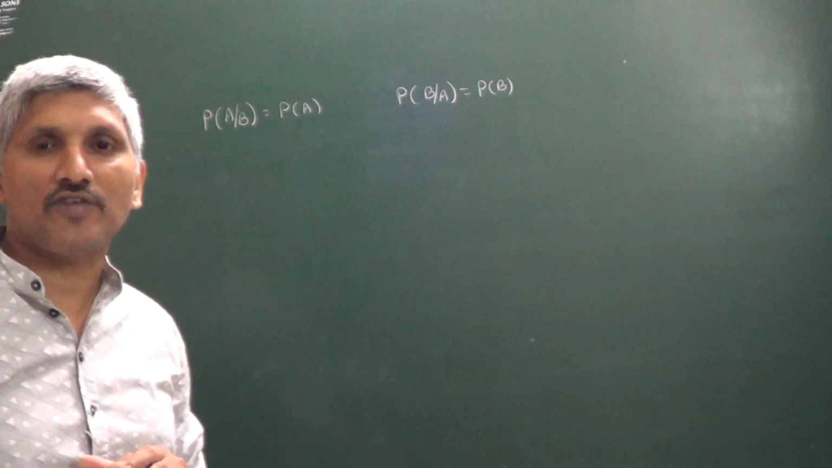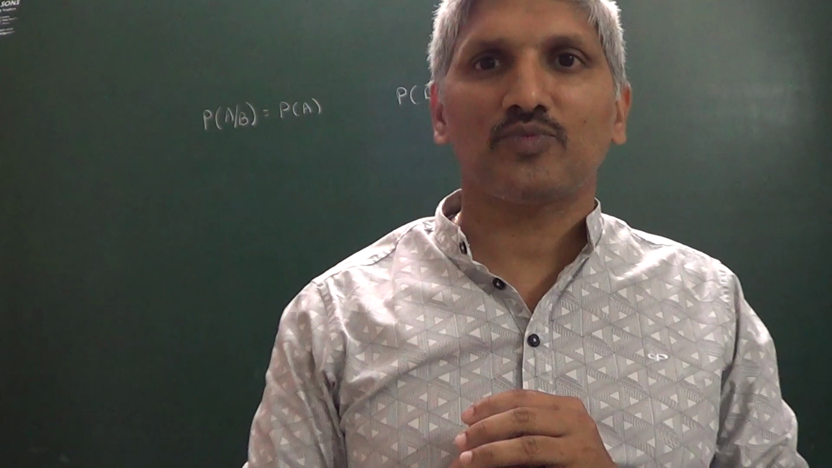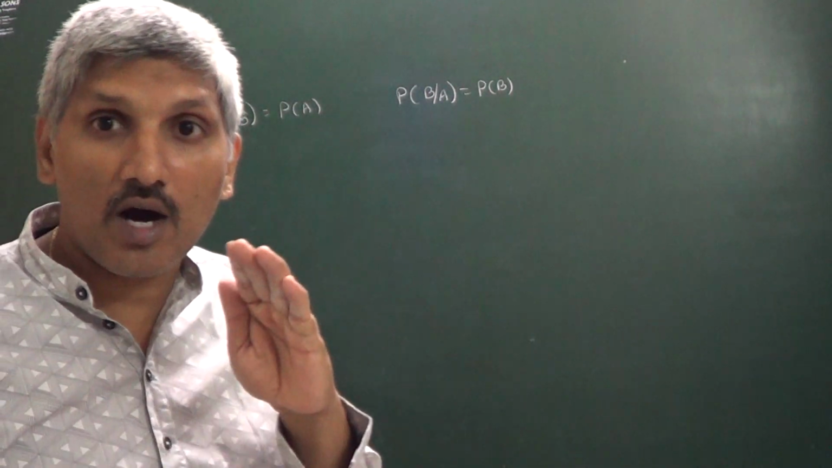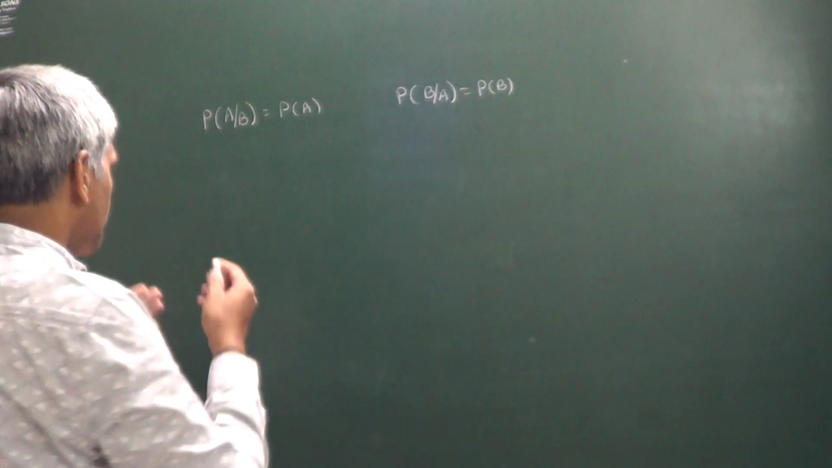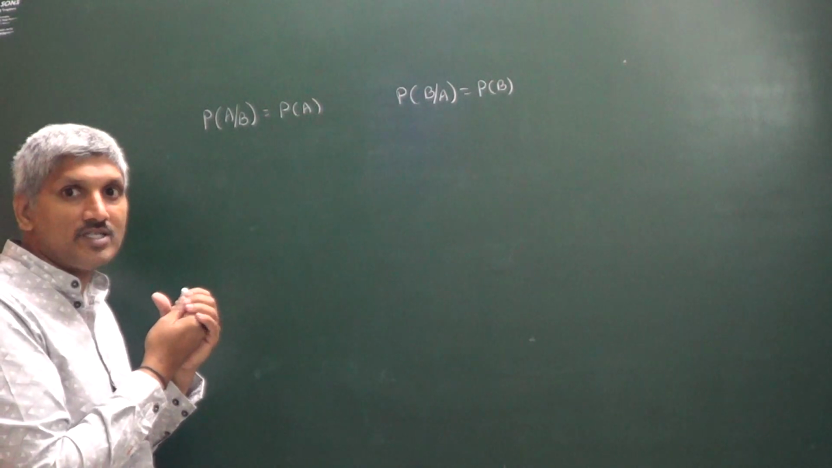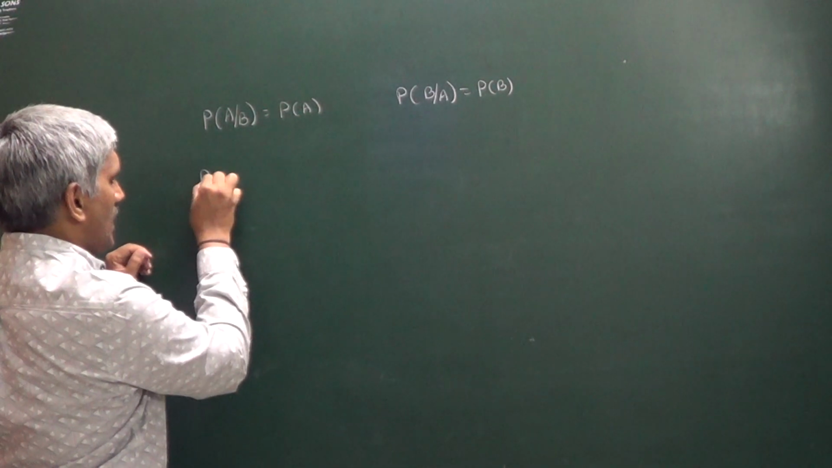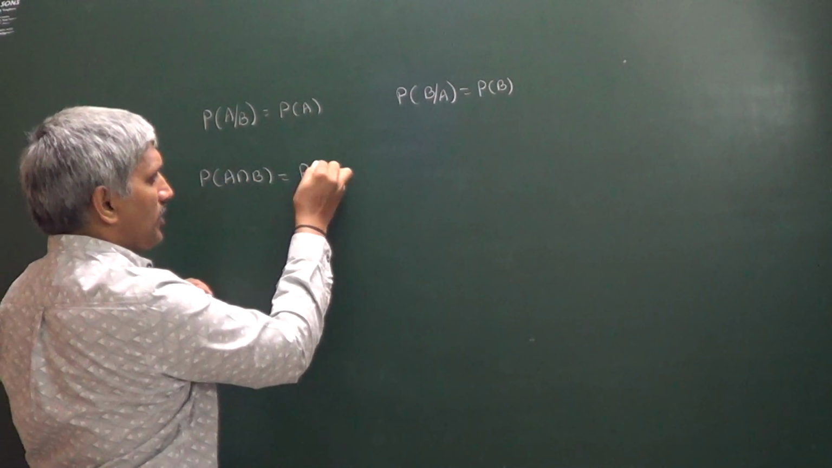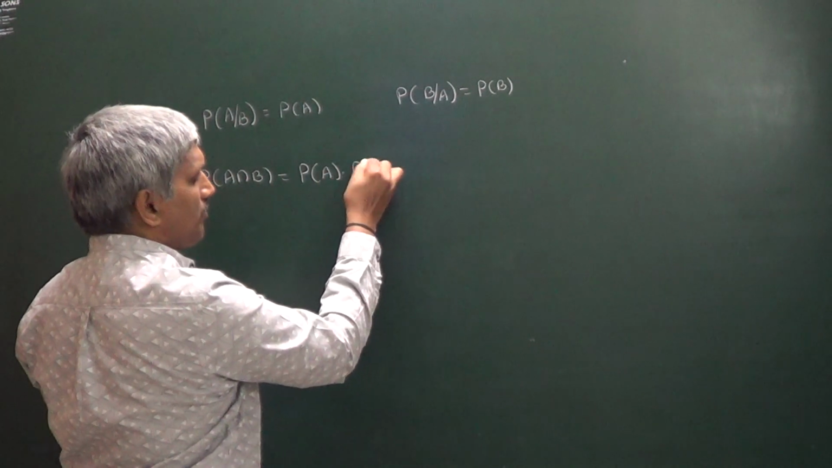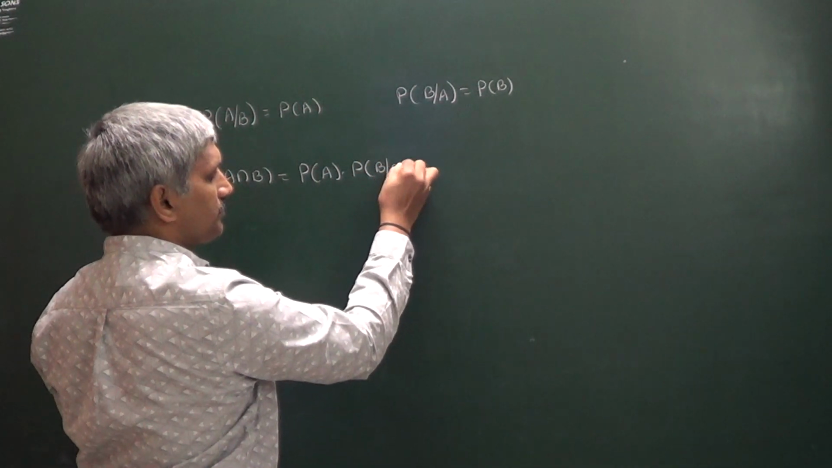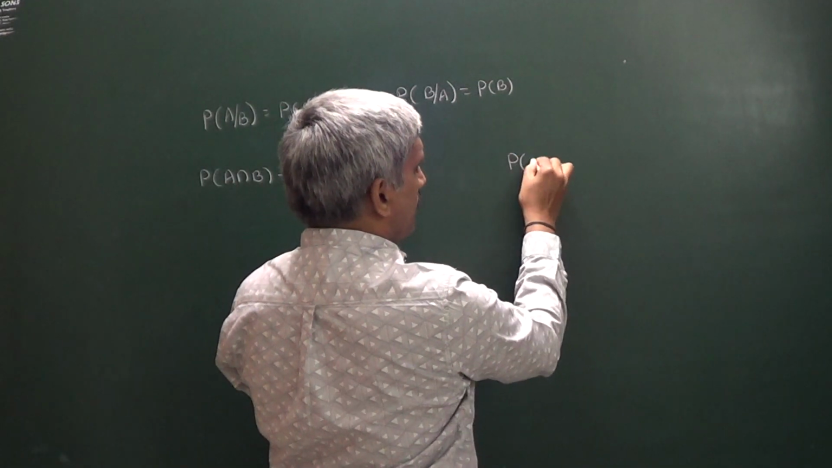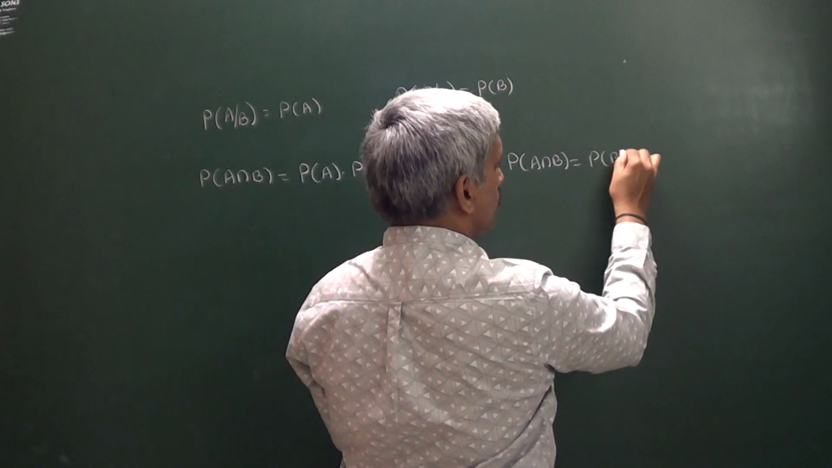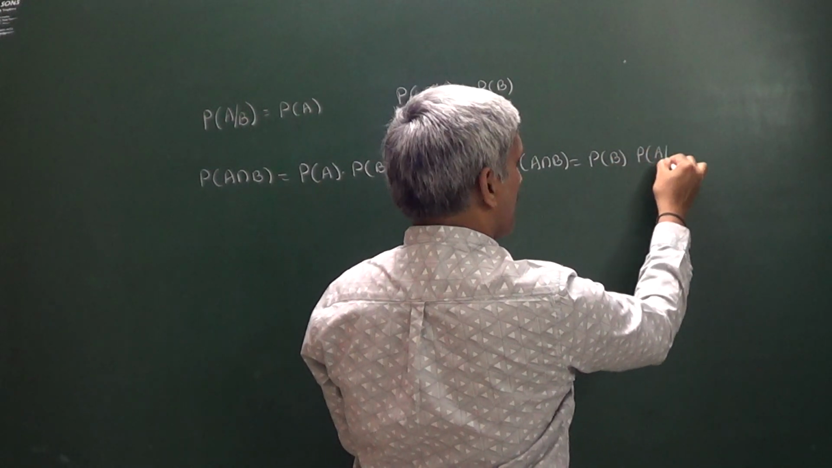Observe here, P of A by B is equal to P of A, or P of B by A is equal to P of B. Then we say A, B are independent events. But in case of independent events, what about the multiplication theorem? As you know, P of A intersection B is equal to P of A into P of B by A. Or we discussed P of A intersection B is equal to P of B into P of A by B.